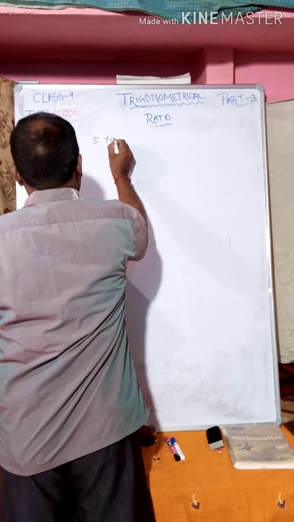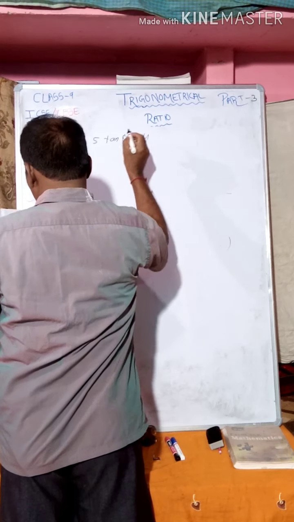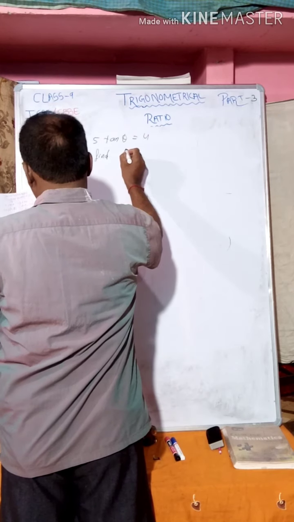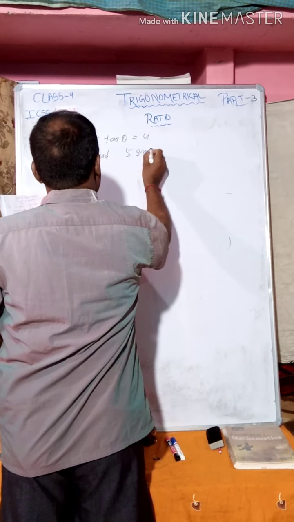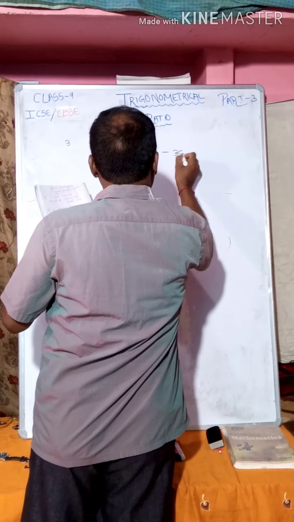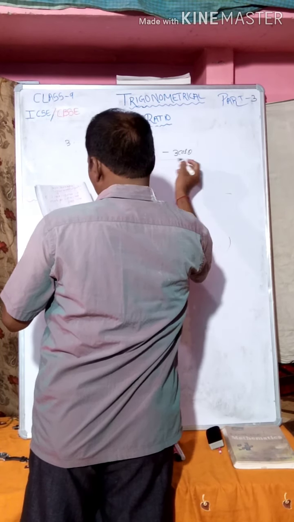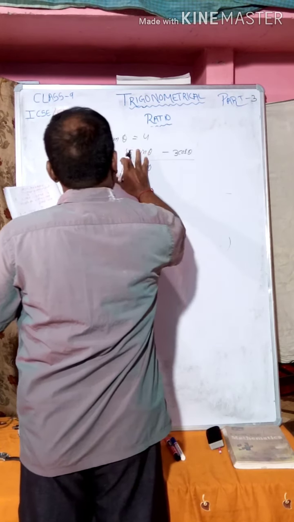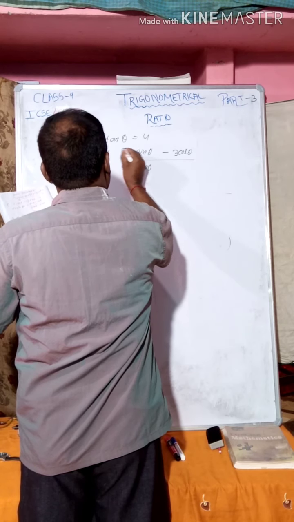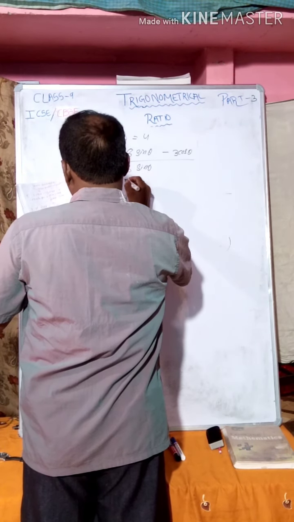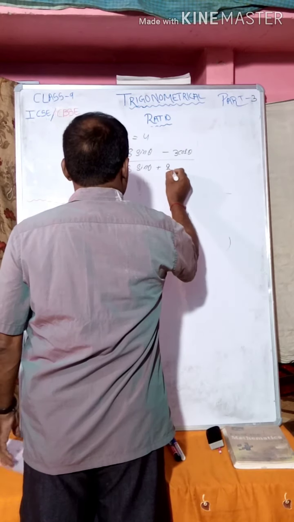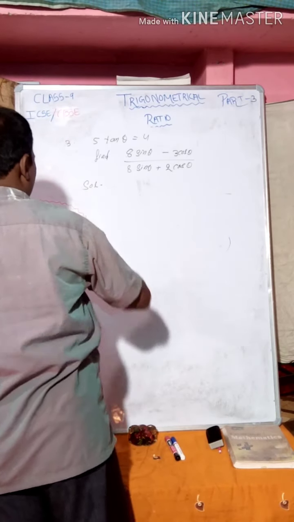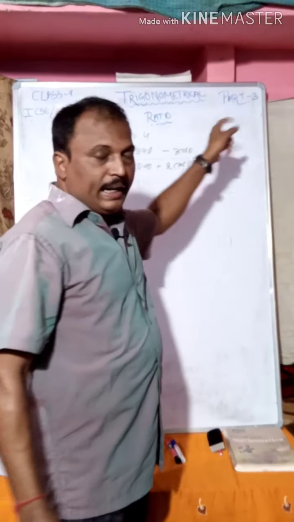Five tan theta is equal to 4. Find 5 sin theta minus 3 cos theta upon 8 sin theta minus 3 cos theta upon 8 sin theta plus 2 cos theta. Solution. Now look, 5 tan theta is equal to 4.